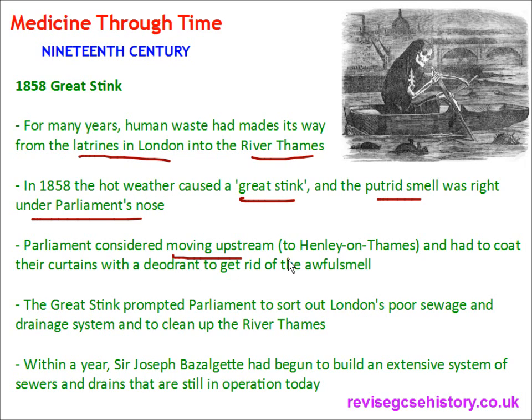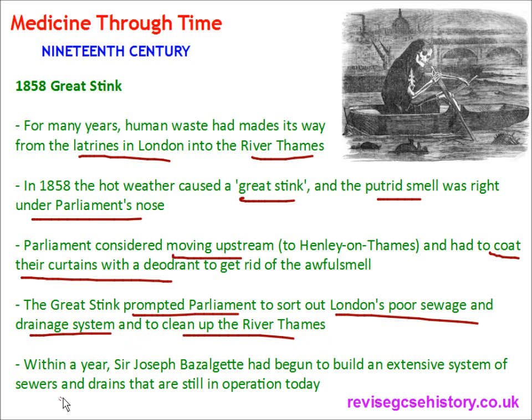Parliament even considered moving upstream to Henley-on-Thames, and had to coat their curtains with a deodorant to get rid of the awful smell. The Great Stink prompted Parliament to sort out London's poor sewage and drainage system and to clean up the River Thames. Within a year, Sir Joseph Bazalgette had begun to build an extensive system of sewers and drains that are still in operation in London today.